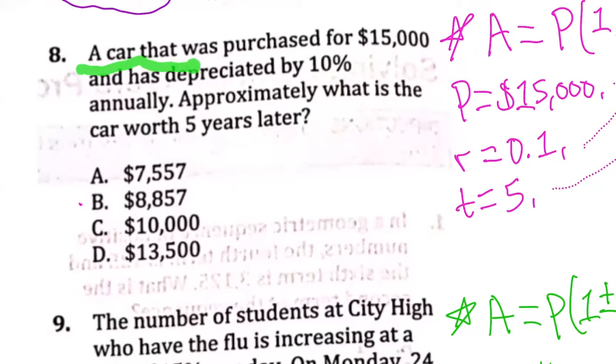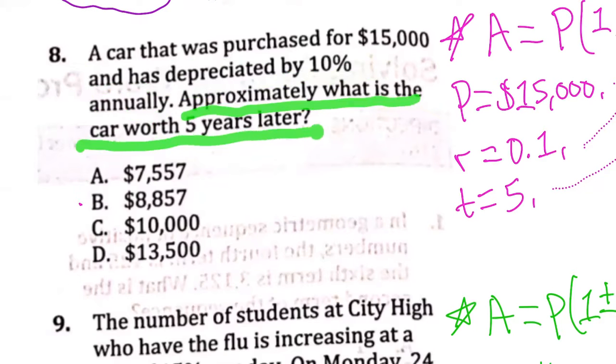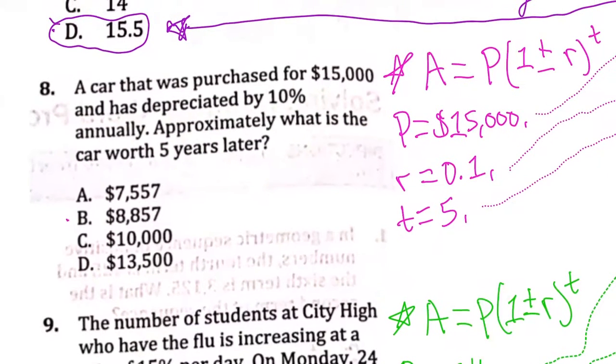So a car that was purchased for $15,000 and has depreciated by 10% annually. Approximately, what is the car worth 5 years later? Okay, so essentially, we have a formula for this. So we have A equals P times 1 plus or minus R and T.